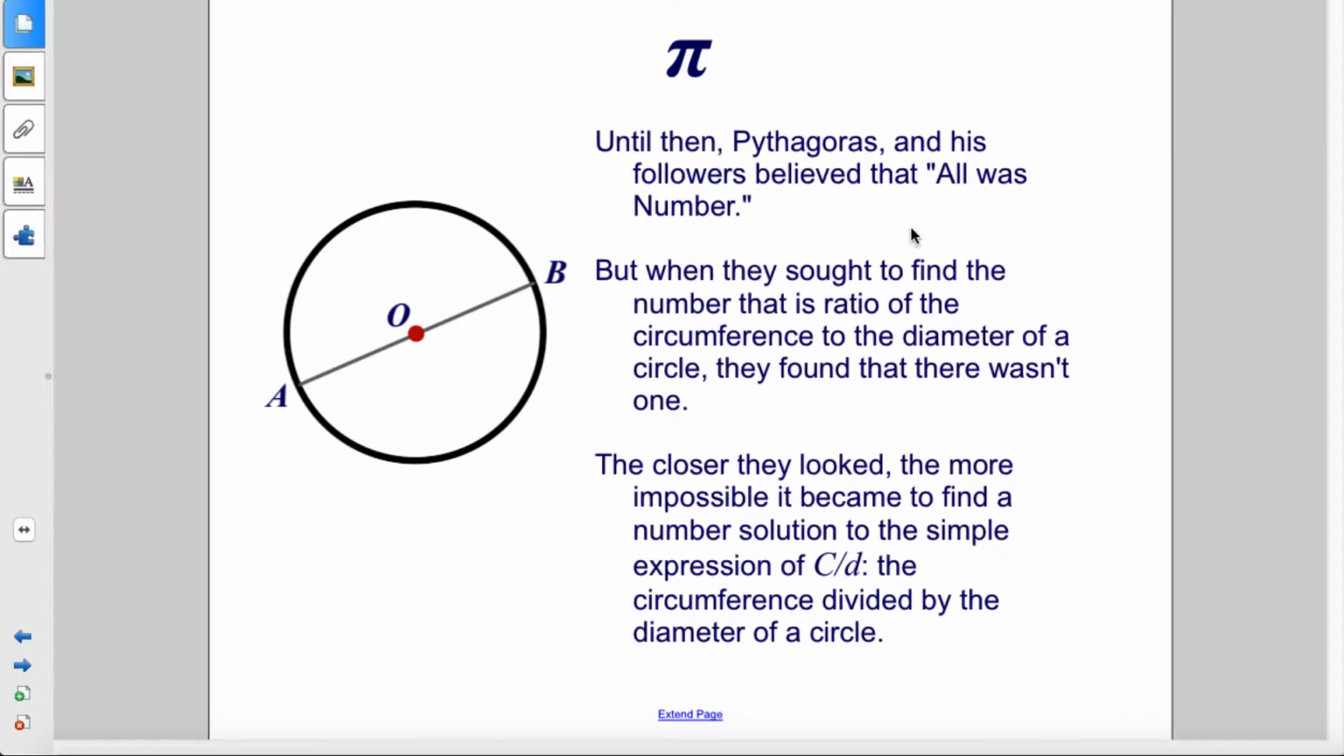Until then, Pythagoras and his followers believed that all was number. But when they sought to find the number that is the ratio of the circumference to the diameter of a circle, they found out that there wasn't one. The closer they looked, the more impossible it became to find a number solution to the simple expression of c over d, the circumference divided by the diameter of a circle.